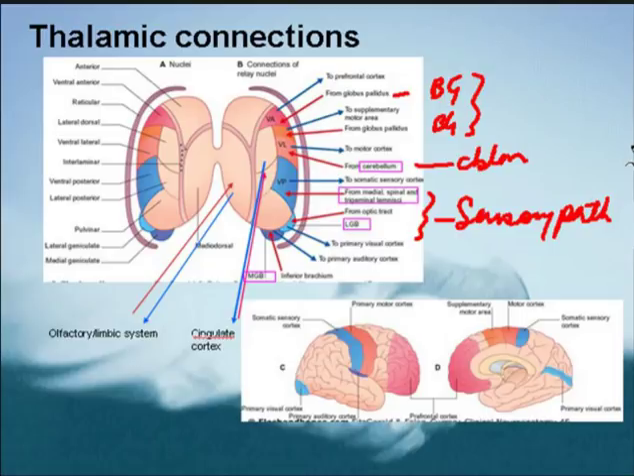Then in the relay nuclei, you have the medial and the lateral geniculate bodies. I already told you about that. The medial is to do with the auditory pathway.